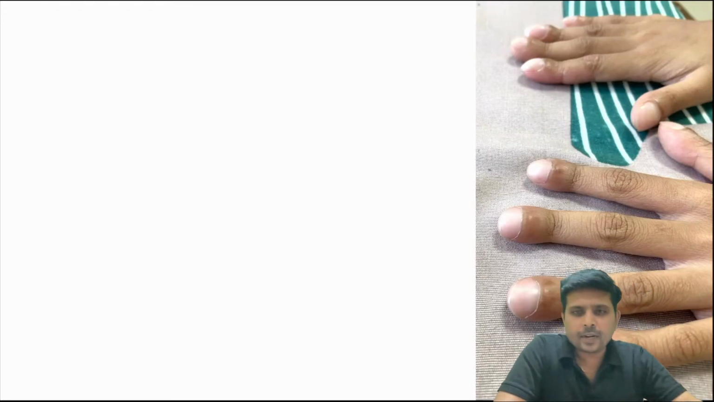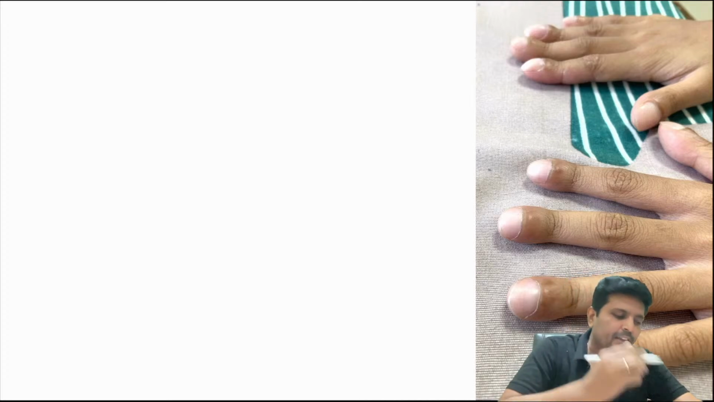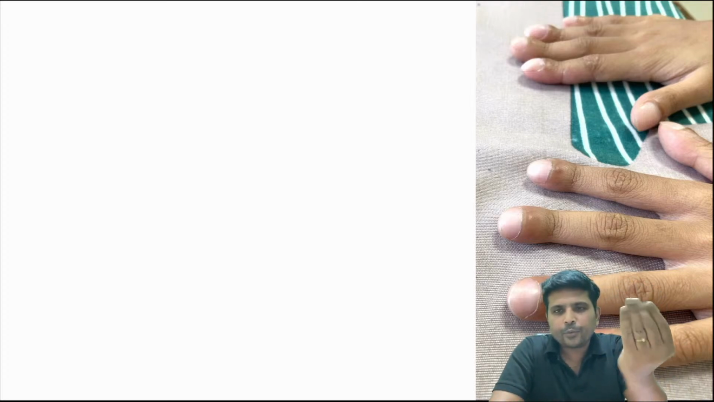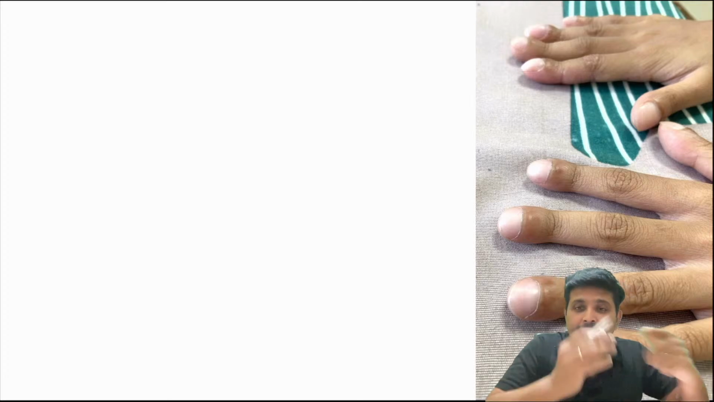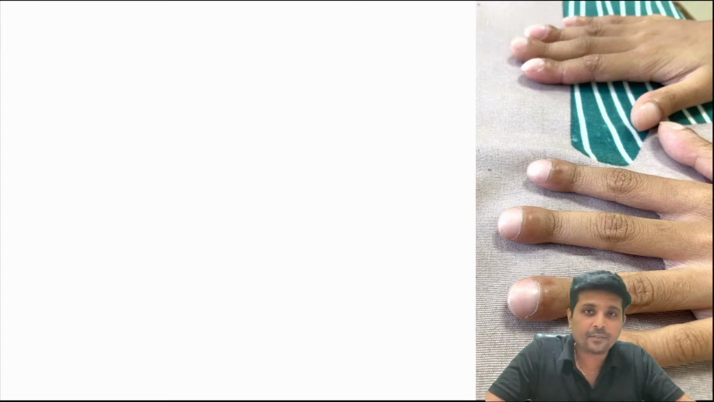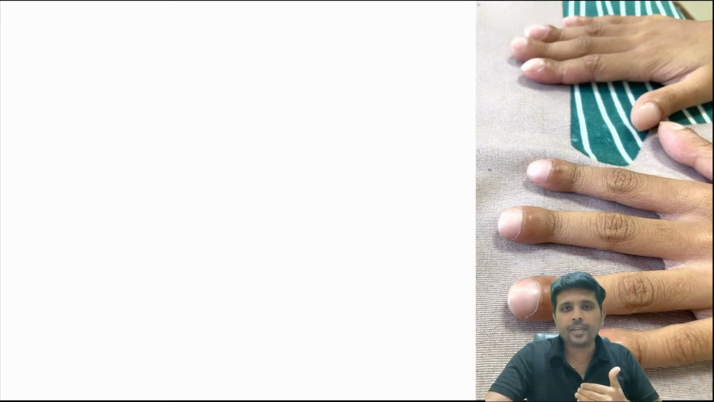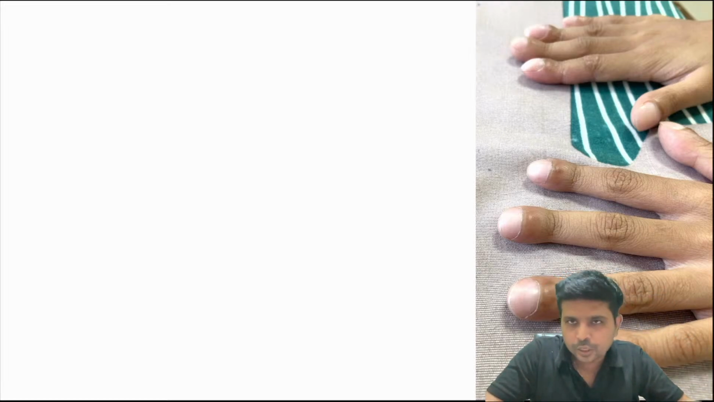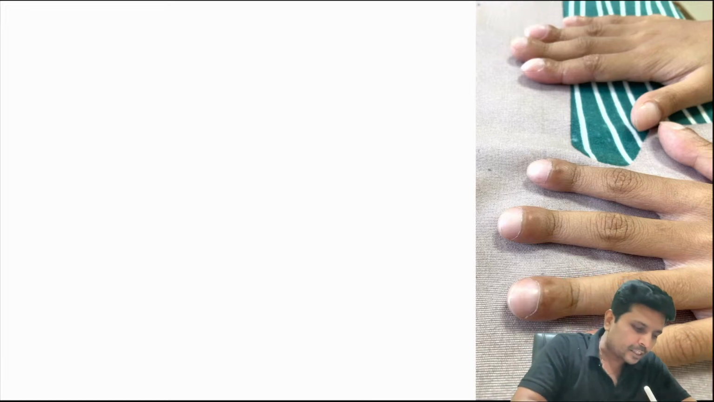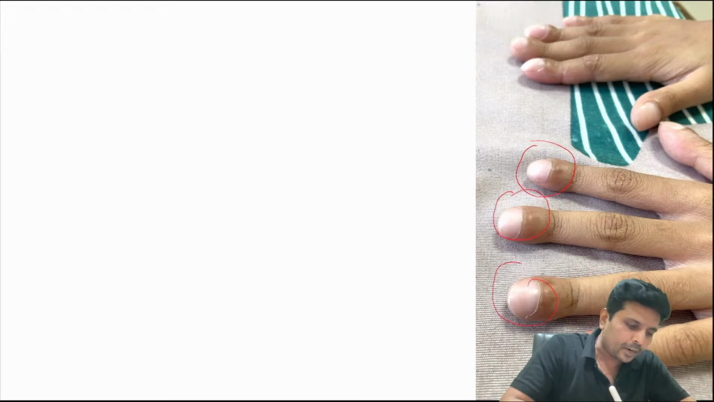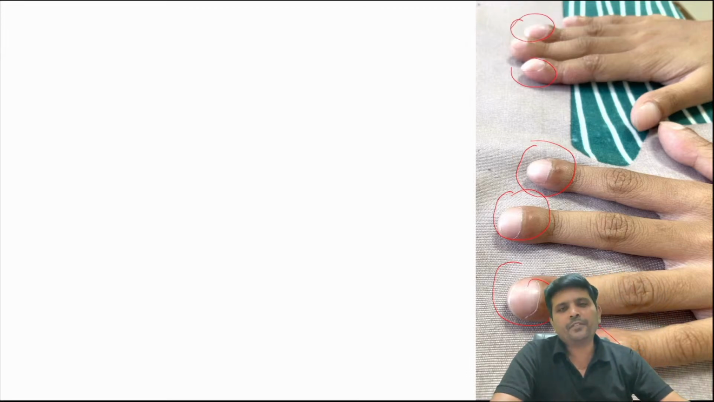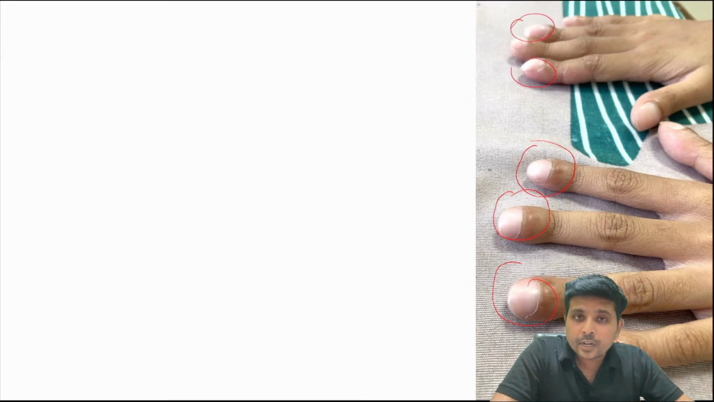What do you mean by clubbing? Look at the fingers of this child. Look at my finger and your finger. Is there any enlargement of the terminal part of the fingers of you and me, those who are watching? No, not at all. But look at this terminal bulbous enlargement of almost all fingers. So this is called clubbing.